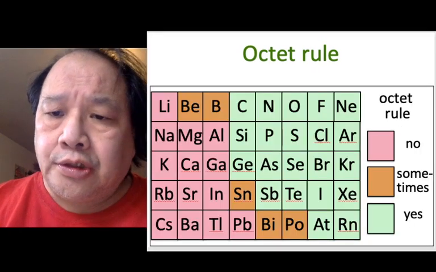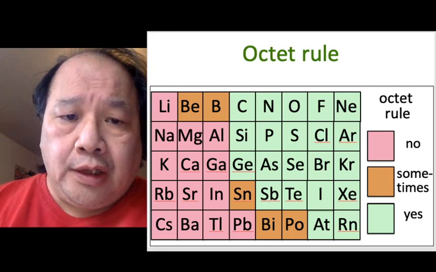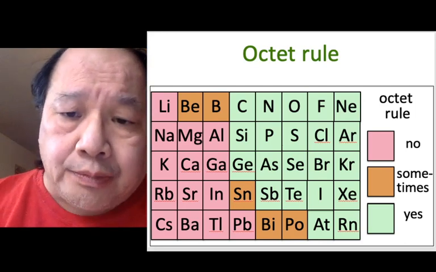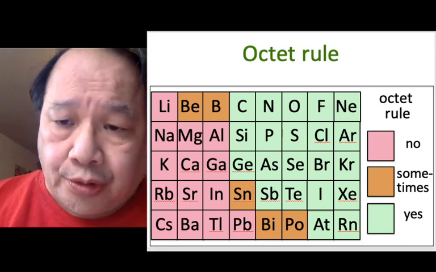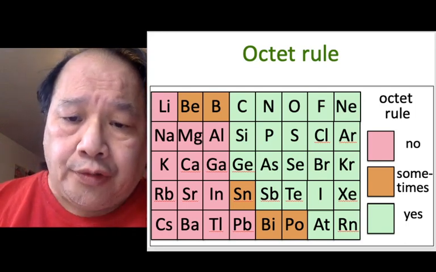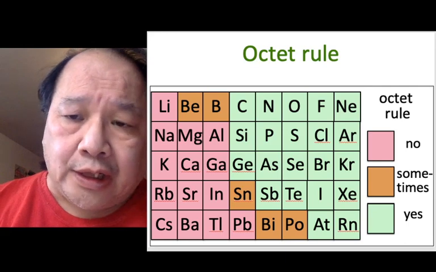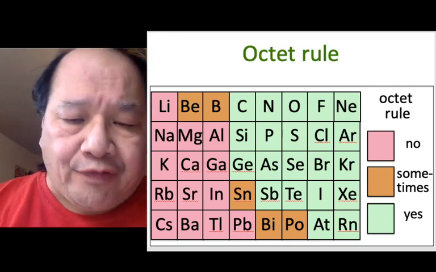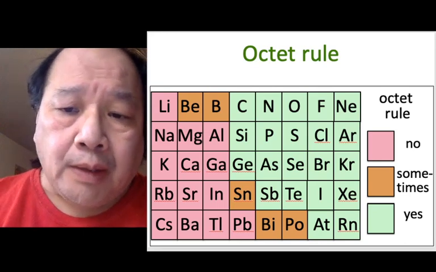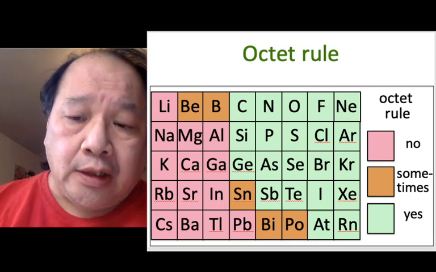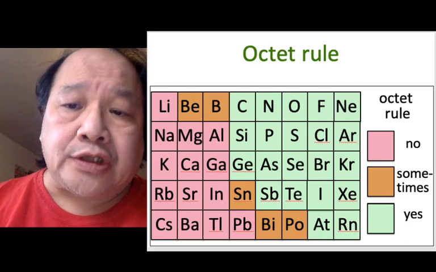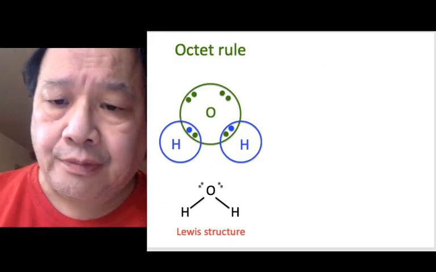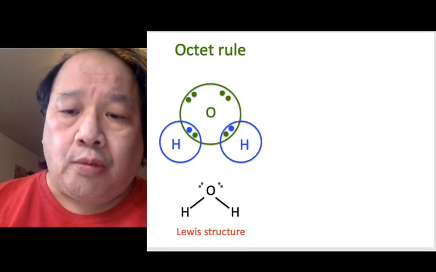Okay, so what is the octet rule? The octet rule first is obeyed by main group atoms that are not the metals, shown in green. The ones shown in pink, those are metals, and they don't particularly obey the octet rule. And there are a few elements that are sort of halfway between metals and nonmetals: beryllium, boron, tin, bismuth, and polonium, and they sometimes obey the octet rule. So that's one proviso.